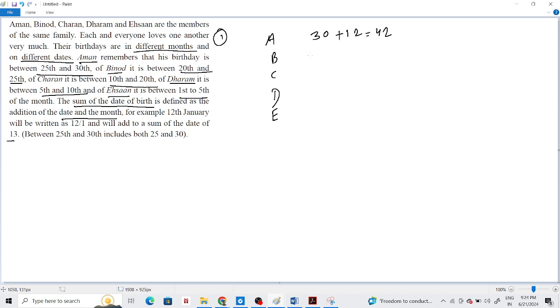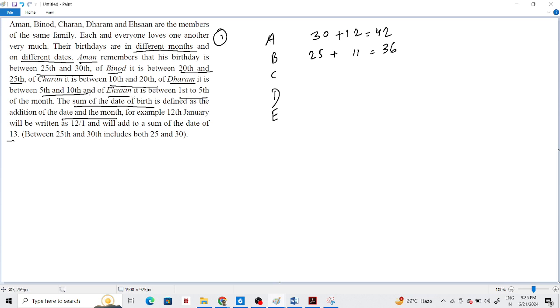Why December? Because December has the highest value of the month. My first question is to make it maximum average. Average is sum of the digits divided by the number of digits. I cannot change the number of digits, it is fixed, it is 5 only. But I can change the sum. How can I change the sum? I can maximize the sum if I choose the maximum value of everything.